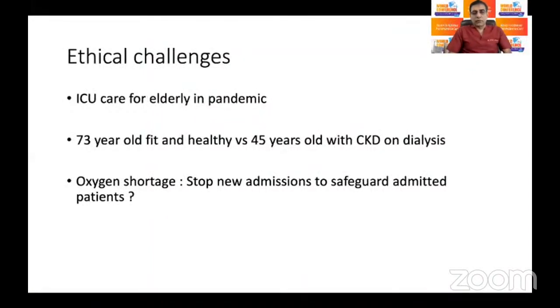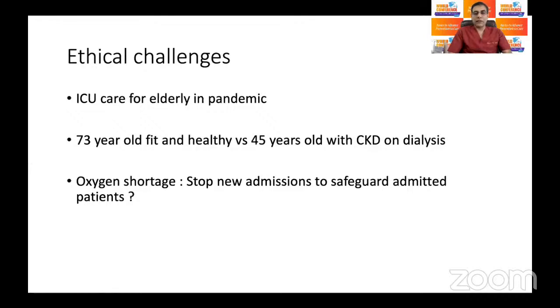But during all these good things, we also had ethical challenges. ICU care for the elderly in the pandemic was critical to balance the services. It was very difficult to put a line, but we kind of put a line. Those more than 70 years needing ventilation would not come to ICU at all. At the same time, we got the question of a 73-year-old fit and healthy versus a 45-year-old with CKD on dialysis. Which one do you choose? It's a very difficult question.